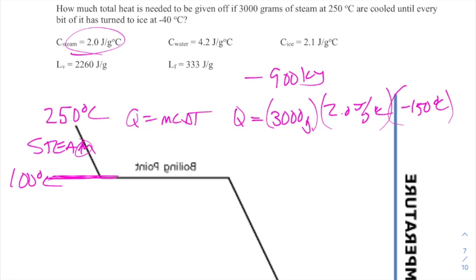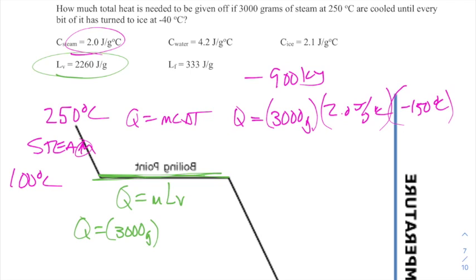That's step 1. Now we have to do step 2. I'll put step 2 in a different color here. Step 2 is this stuff has to condense. So that's going to be Q equals M times L of V. The Q for that step is going to be 3,000 times the L of V, which is 2260 joules per gram. So that's 3,000 times 2260, and if I convert that into kilojoules, that is 6,780 kilojoules to do that step.